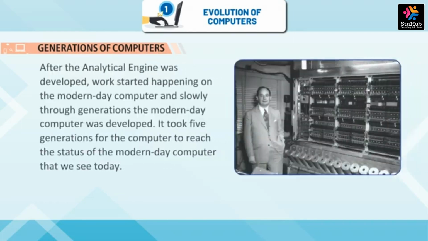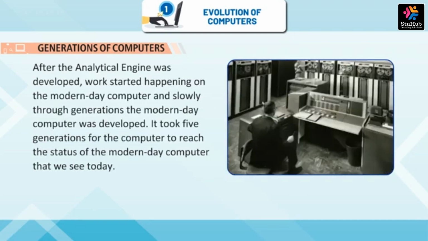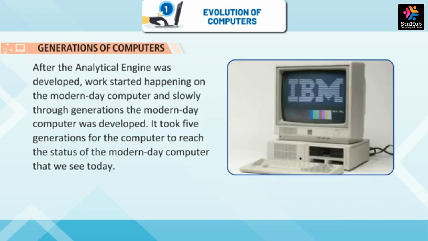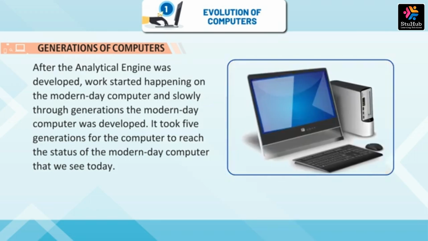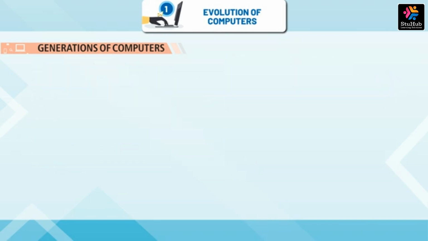Generations of computers. After the analytical engine was developed, work started happening on the modern-day computer, and slowly through generations the modern-day computer was developed. It took 5 generations for the computer to reach the status of the modern-day computer that we see today.